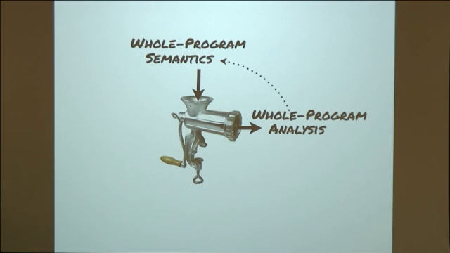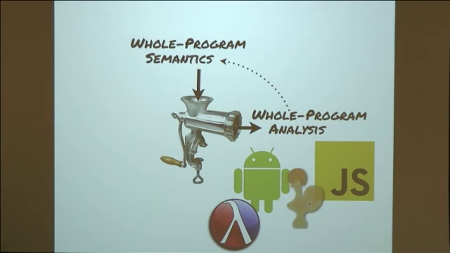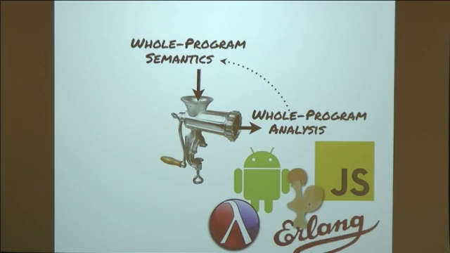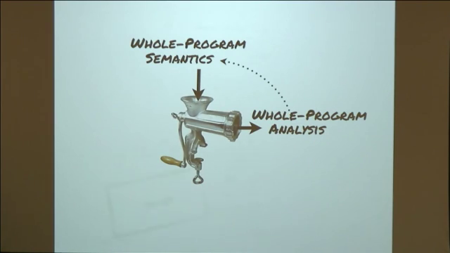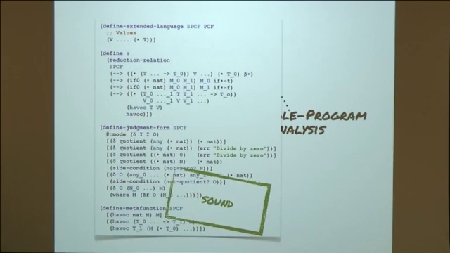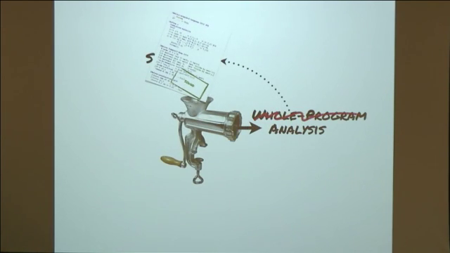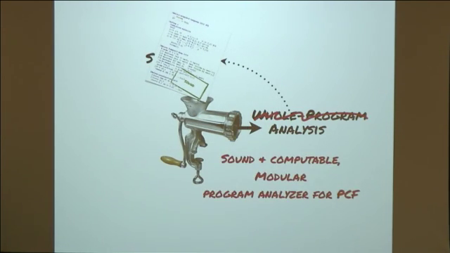Typically this is applied to whole program semantics, because after all, what else is there, right? We've applied this to Racket in the past, and Android and JavaScript. There's a group at Harvard that's applying it to an intermediate language for Coq, and there's a group at Oxford that's applied it to Erlang. So this stuff is fairly useful and easy to apply. But another nice thing is that we can take the semantics that I've been talking about and plug it into this pipeline, and what you get out is a sound and computable modular program analyzer.